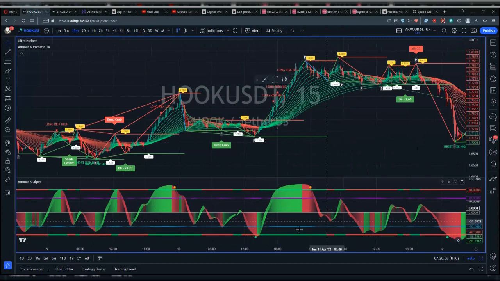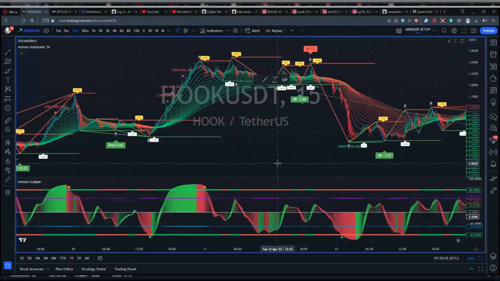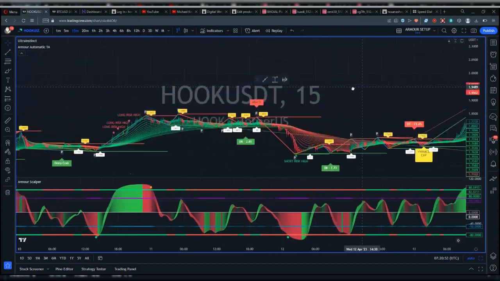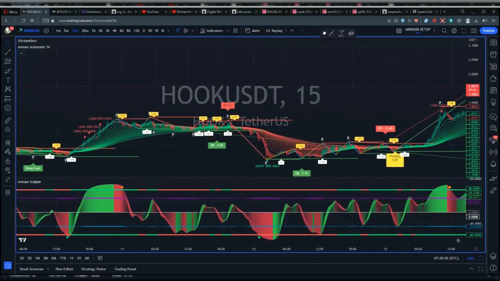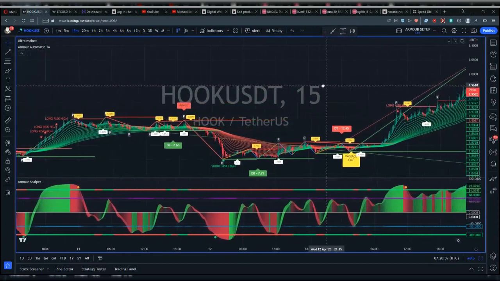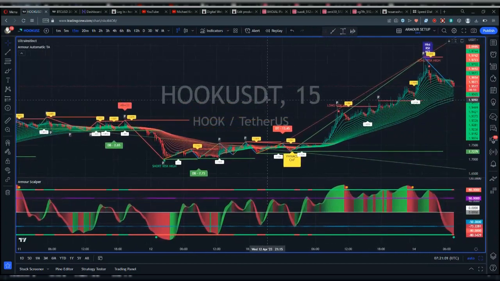Then we got bullish divergence here and bearish divergence here, and price went down because of the bearish divergence. And here price went up from the bullish divergence. So this tool is very, very powerful, if you know how to use it correctly.